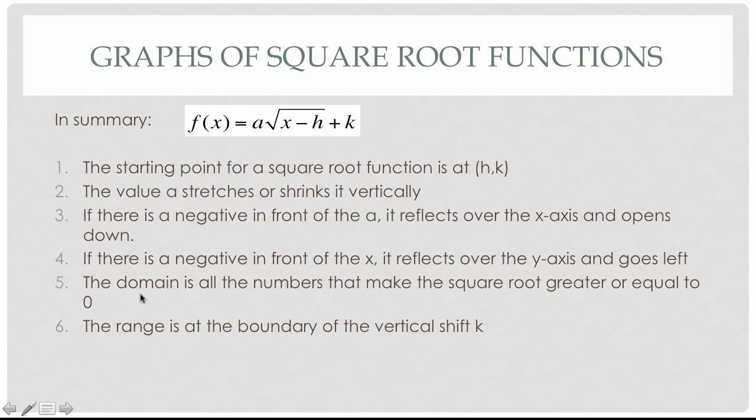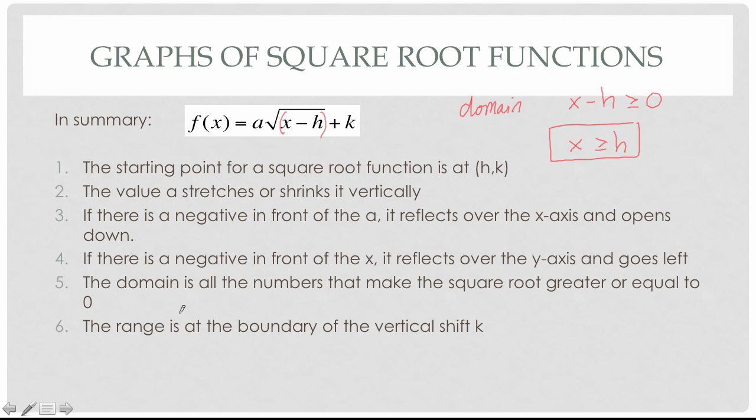The domain for a square root function is all the numbers that make the square root greater than or equal to 0. So if I wanted to find the domain, I'm going to look at what's inside here for any function. The domain is when x minus h is greater than or equal to 0. Or if I add h to both sides, all the x values greater than or equal to h. That's the domain.